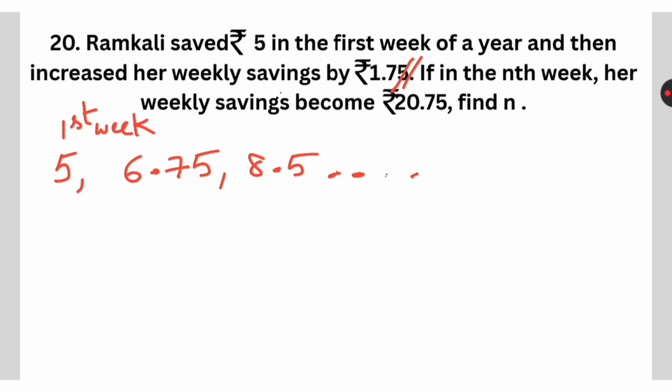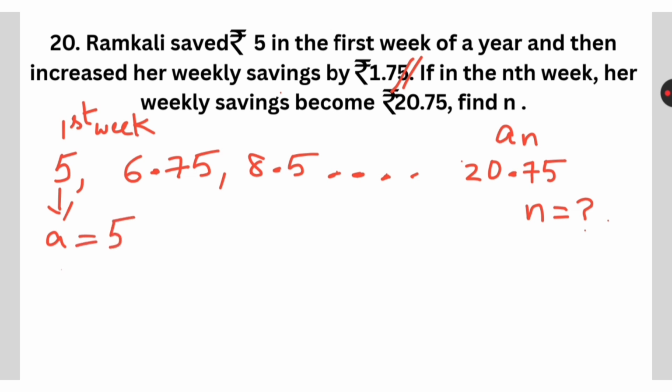So that means if we keep on adding 1.75, at the nth week we are going to get 20.75 rupees. So we need to find which week this is. We consider this as an, then we need to find n here. So this is our a. So a is 5, the common difference is 1.75, and also we know an is 20.75.